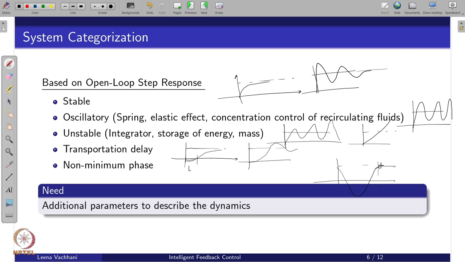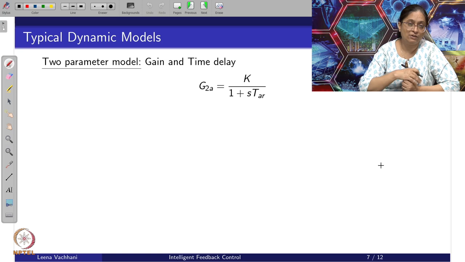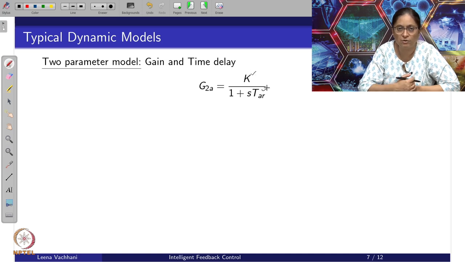So in order to describe the dynamics of the system, where there is a transient before reaching a particular steady state value, we need certain additional parameters. One can add those additional parameters, for example in a two parameter model, or a first order system, which we can categorize by looking at the step response of the system. If it's a simple first order system, then I need two parameters, which are k and T, the time constant of the system.